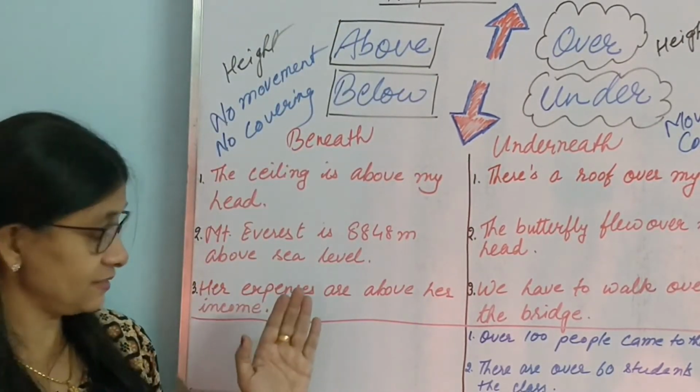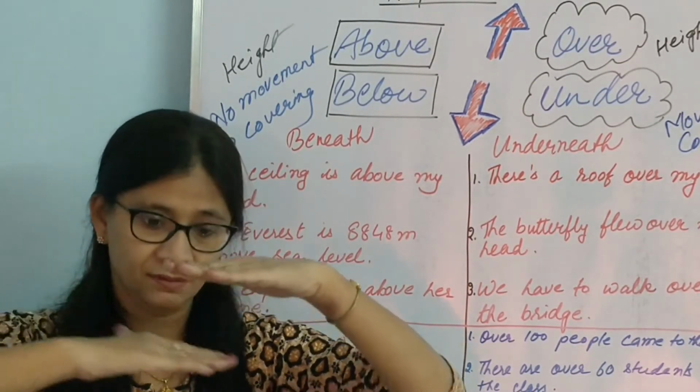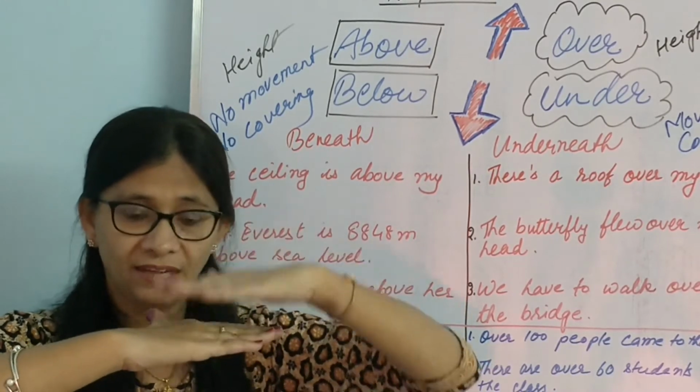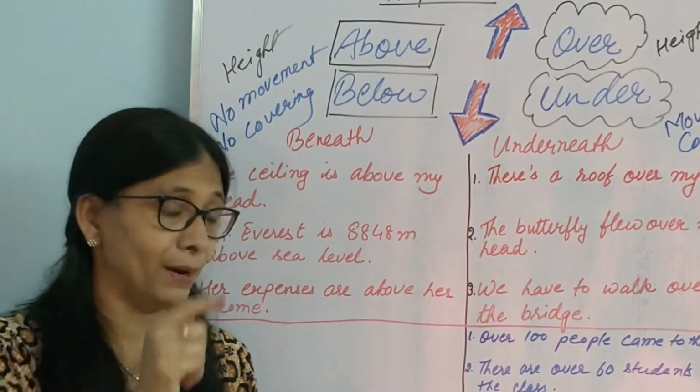Her expenses are above her income. Her expenses and income. So expenses are above the income. So here the use of the word above.